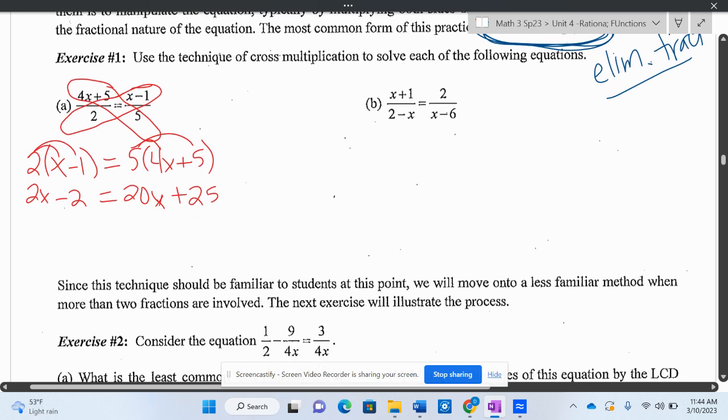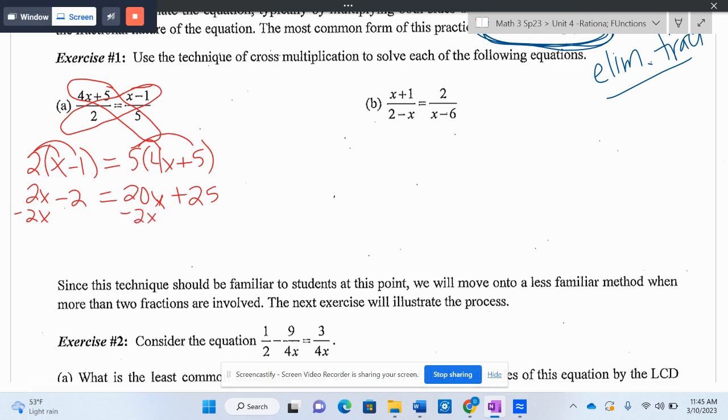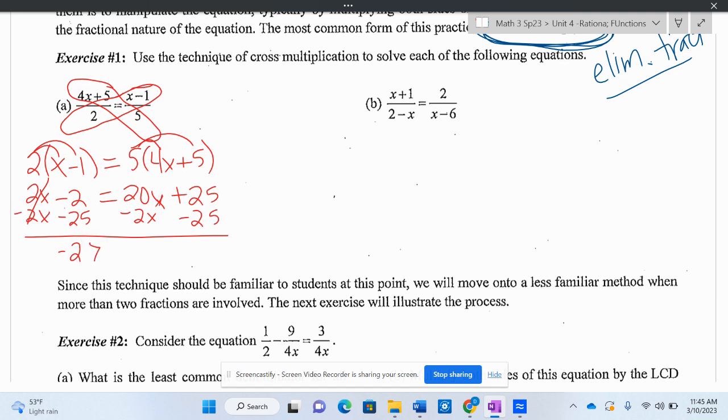So can I subtract 2x from both sides? I'm actually going to subtract it, and then I'm going to also subtract 25 from both sides. Is it okay if I do both of those steps at once? So this goes away. The 2x minus 2x is nothing, right? It's 0. Negative 2 and negative 25 give me negative 27 equals, let's see, 20 minus 2 is 18x. So I have negative 27 equals 18x.